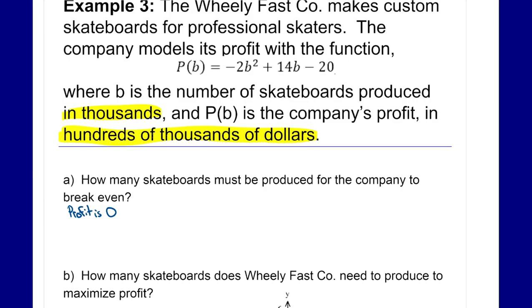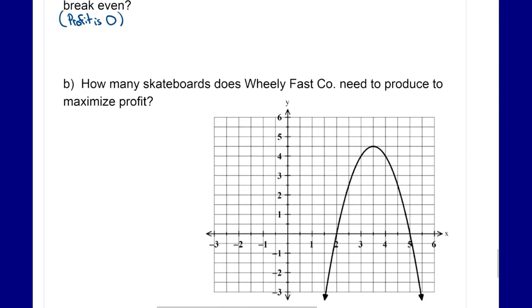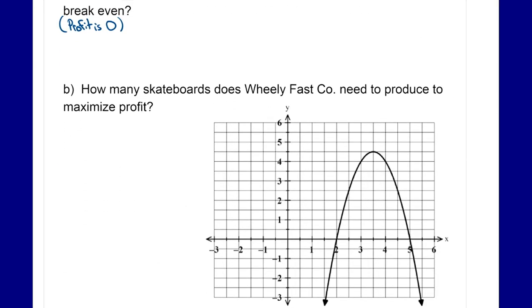Break even means we need a profit of 0, because all the money that we're making is the same as what we're spending. So our profit is 0 when we talk about break even. Now, if I look at my graph here, the Y value is going to represent the profit. The X value is going to represent the number of skateboards.